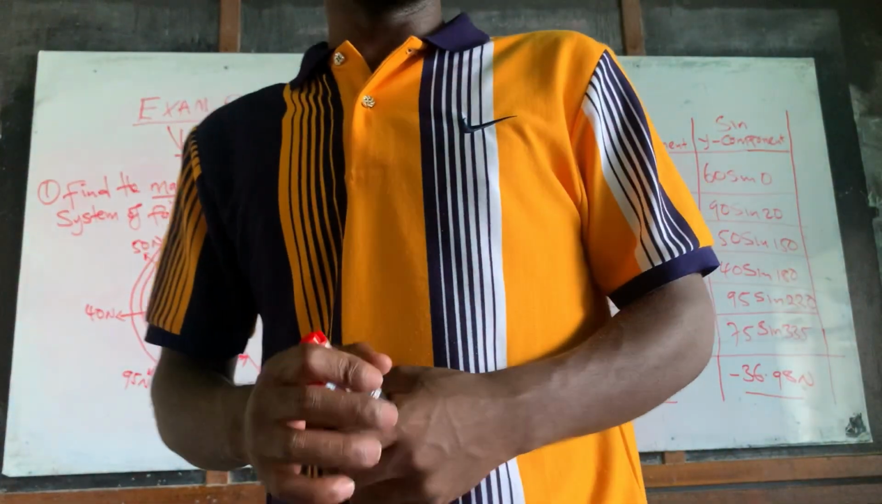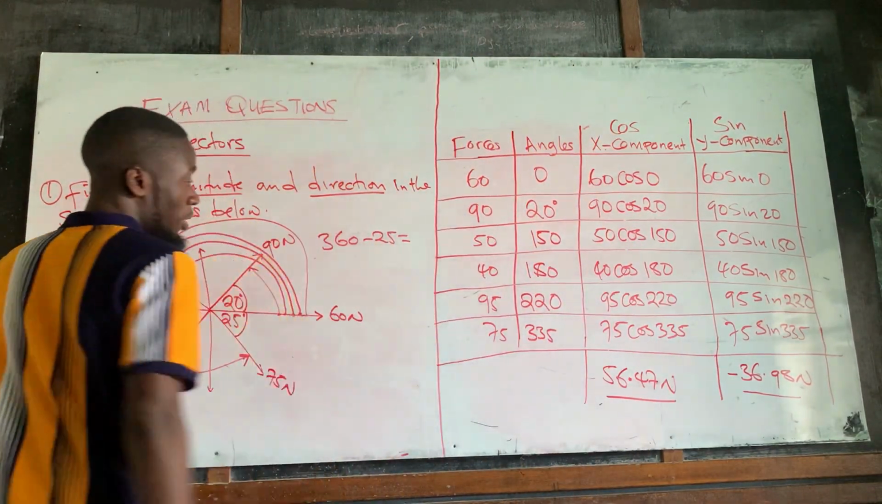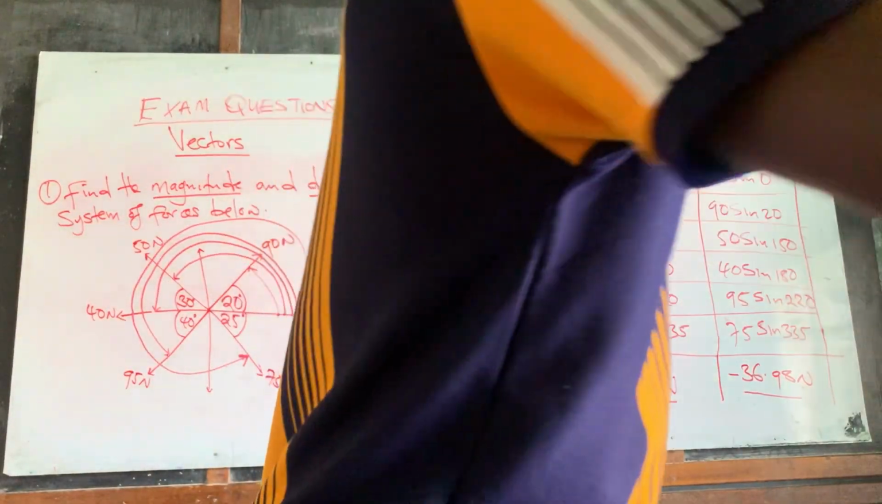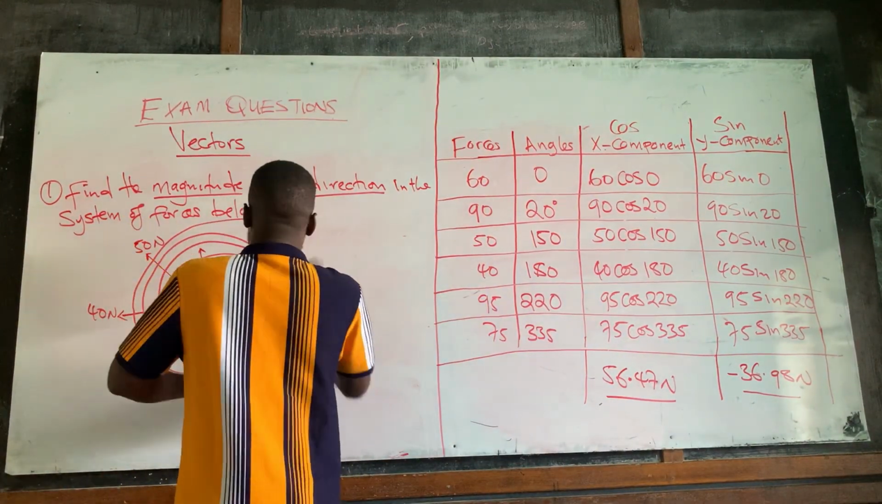Small piece of paper. So how do we do that? Okay, let me see this part on the board here.